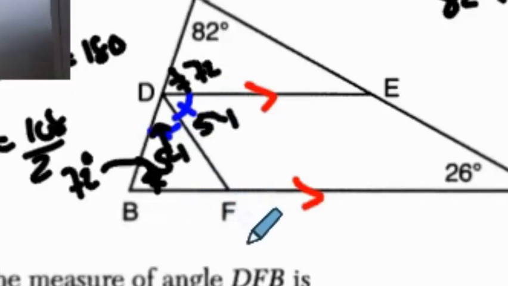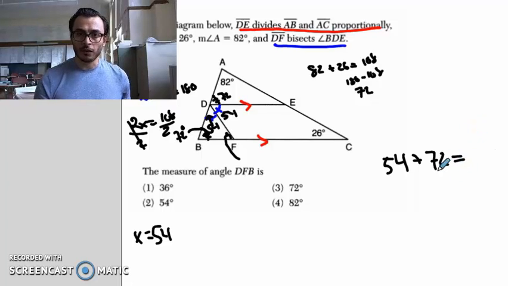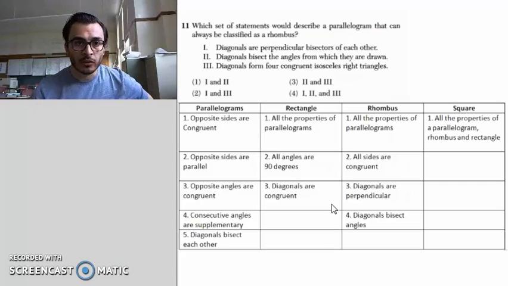So now I can solve for the angle they want. This is the one they want. So 54 plus 72 is 126. 180 take away 126 is 54 degrees. That's my final answer.